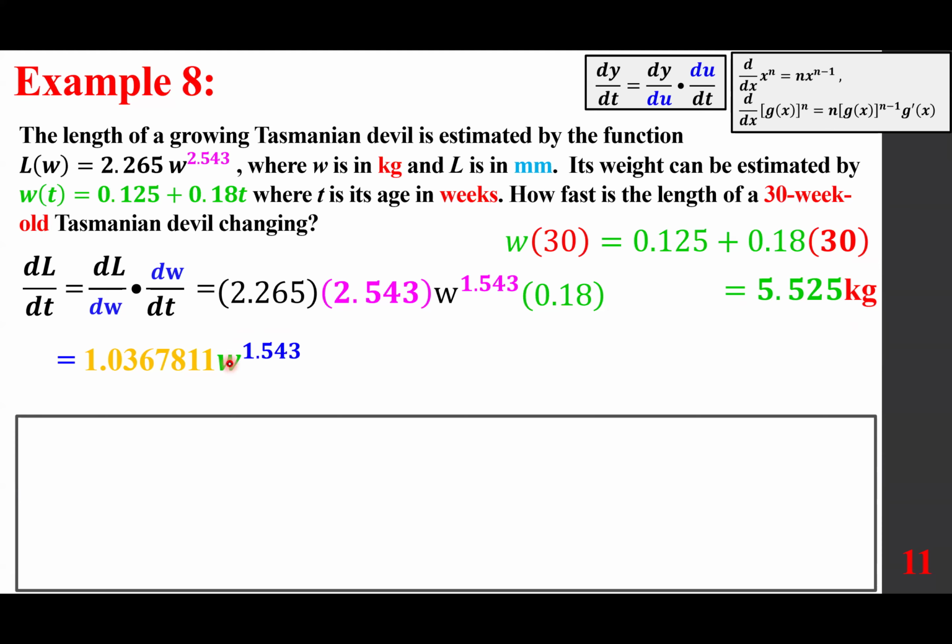Now we can replace this, and putting it into a calculator with a bunch of decimals results in 14.4912, almost 14.5. Units of length, millimeters, over units of time, weeks: millimeters per week. So the units should always work, and they do.